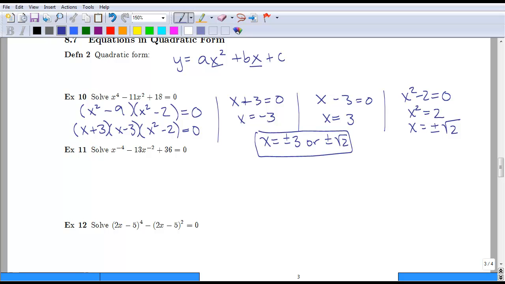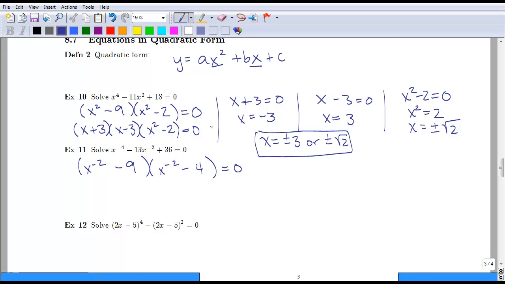For the next example, it's going to be very similar. The only difference here is that we've got the negative exponents. But again, since the negative 4 is double the negative 2, we're okay. In this case, we're going to end up with an x to the negative 2 and an x to the negative 2. Again, we're splitting that in half. And now we need to find factors of 36 that subtract to be 13. In this case, it's going to be minus 9 and minus 4.